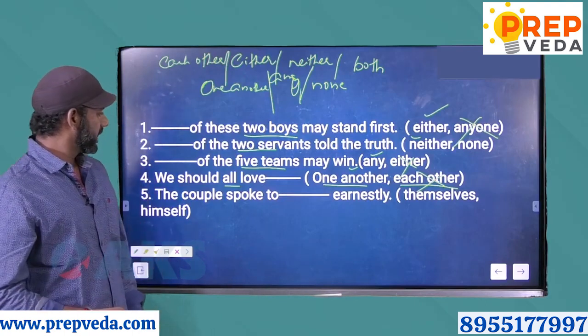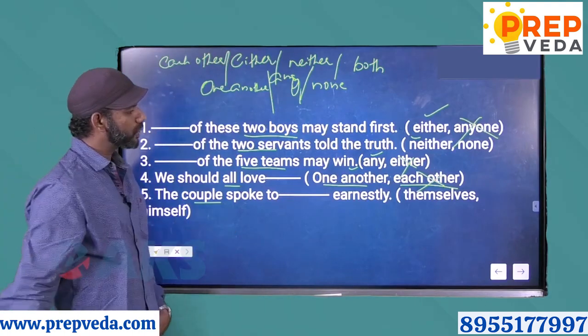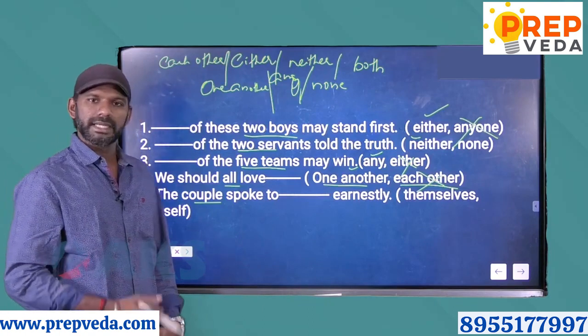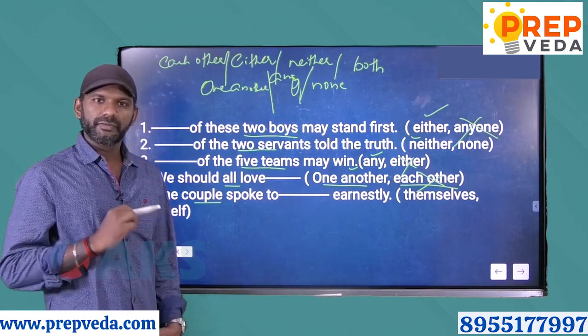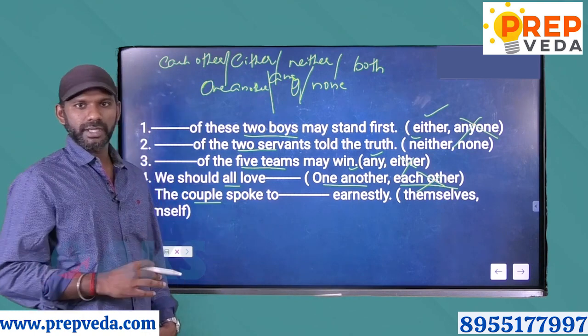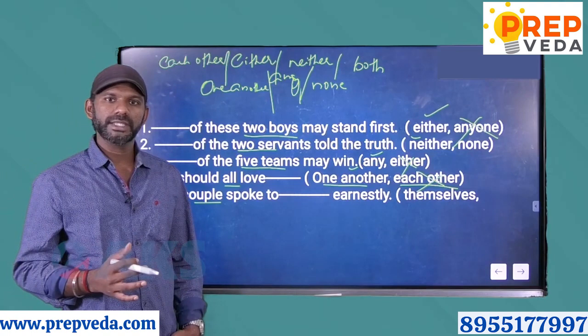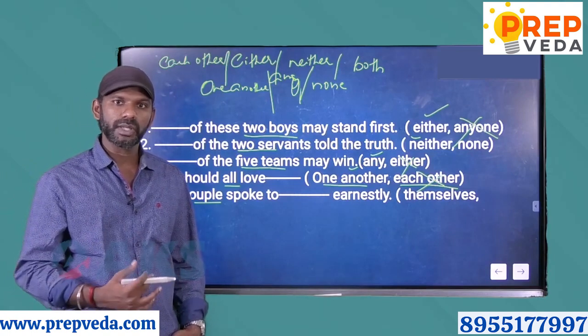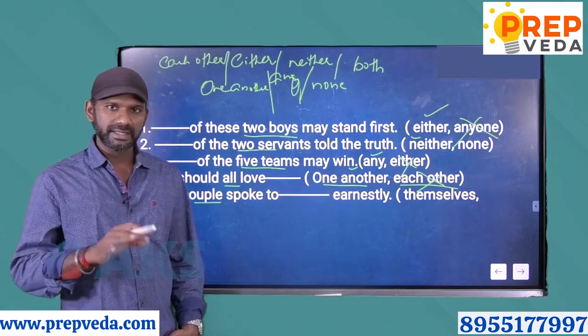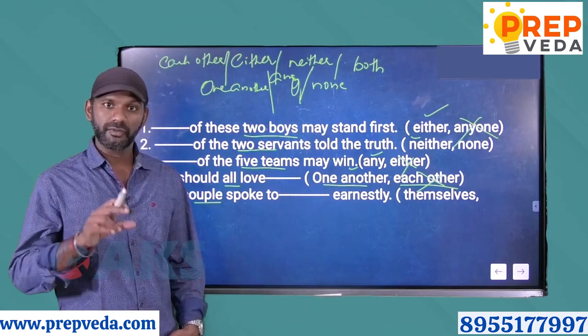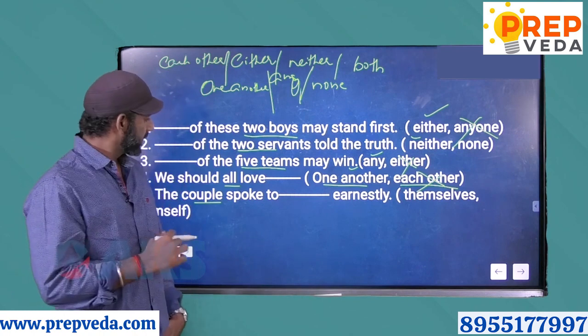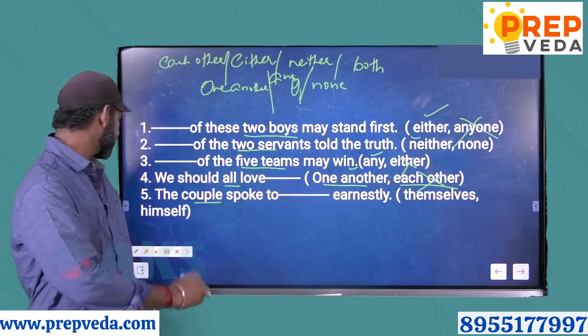Come to next one. The couple spoke to dash earnestly. Now we have discussed the concept of pronoun antecedent. Every pronoun must refer to a noun before it. A singular pronoun can refer only to a singular noun and a plural pronoun can refer only to a plural noun. That is the concept of pronoun antecedent. Couple in the sense, we have two entities here, right? The couple spoke to dash earnestly.